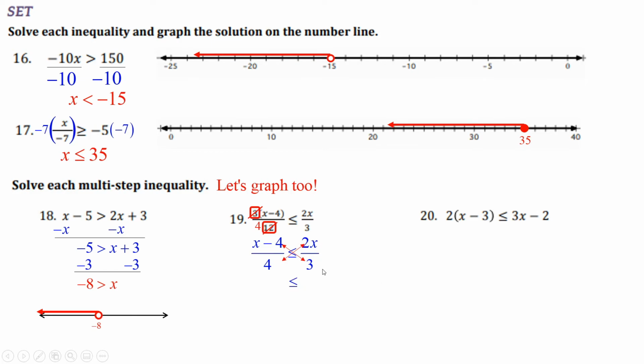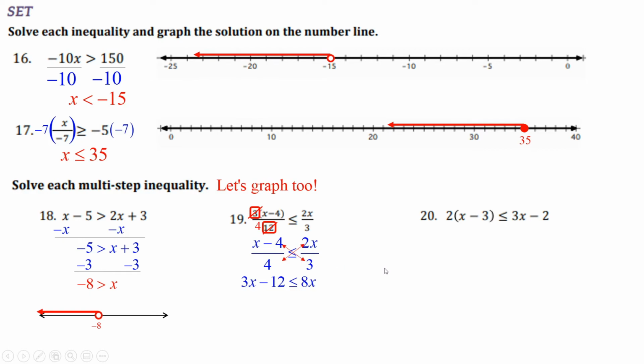And now, let's think about this. 3 times x minus 4. Well, let's distribute the 3 to the x. That would be 3x's, if I did that side first. And then 3 times the negative 4 would be minus 12. And on the right, I have 4 times the 2x. That would be 8x's.